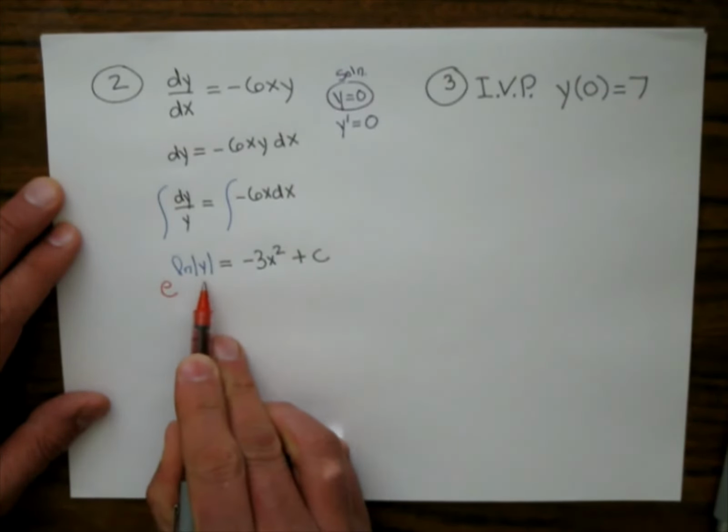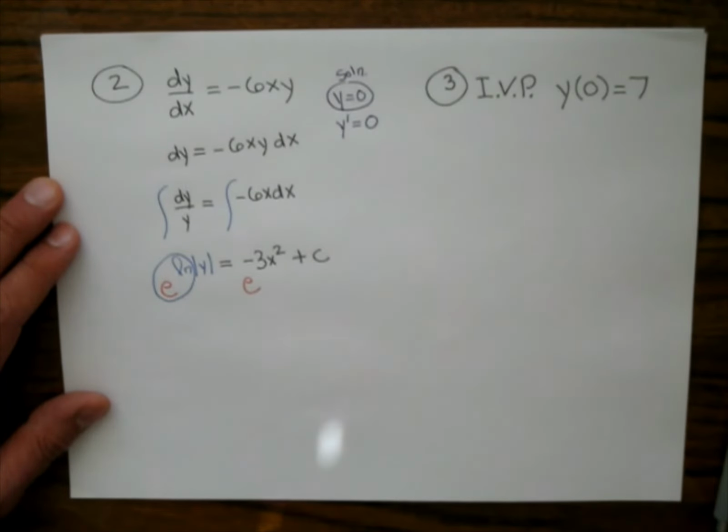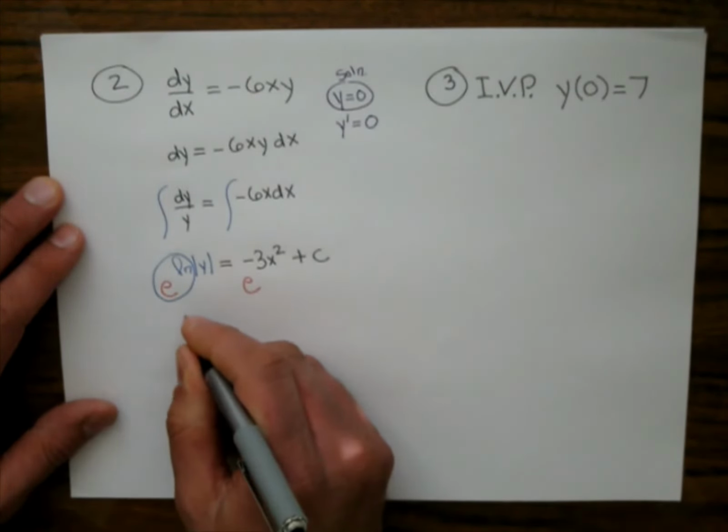Now why did I do that? I did that because there's a property of logs that says if you have e raised to the log base e of something, you just end up getting that something. So what we have here is absolute value y equals e to the negative 3x squared plus c. That's all in the exponent.